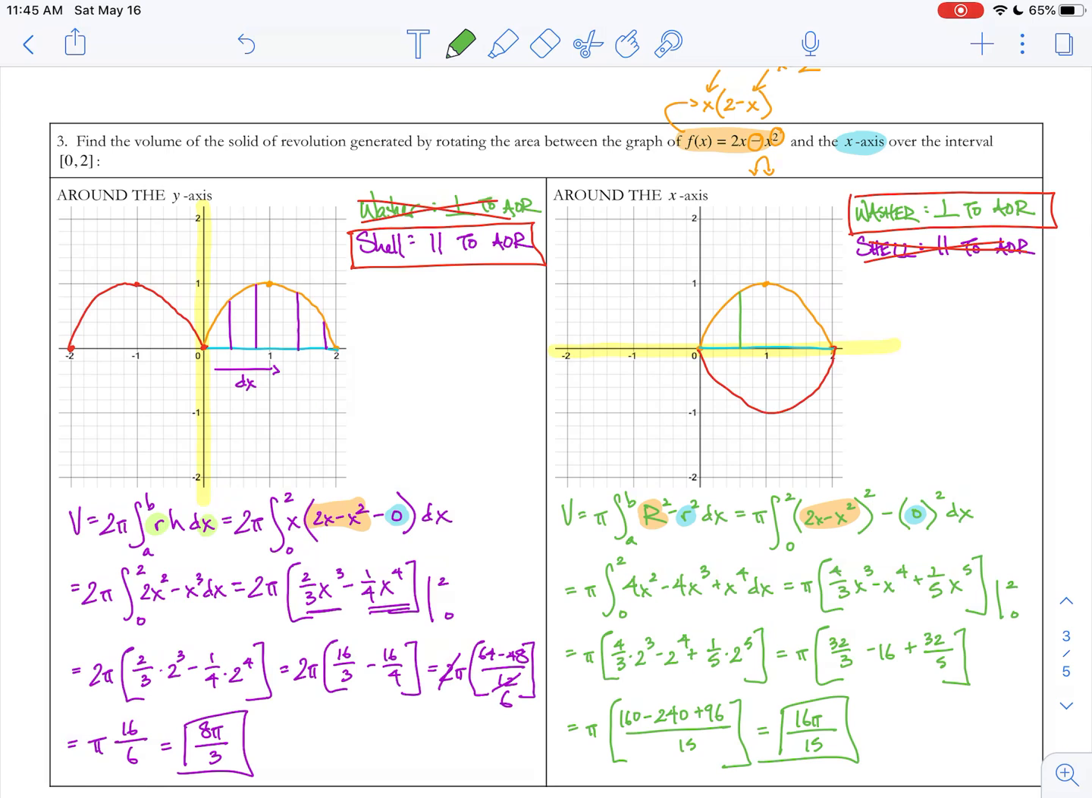Okay, so that's it for this video. I've got one more example to work through with you, and we're going to do the same kind of thinking where we decide based off of the picture, should we use washer or should we use shell?